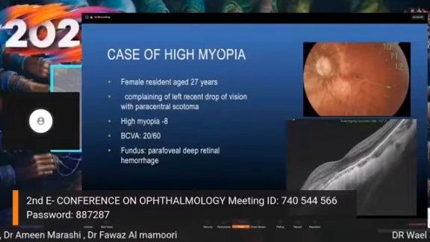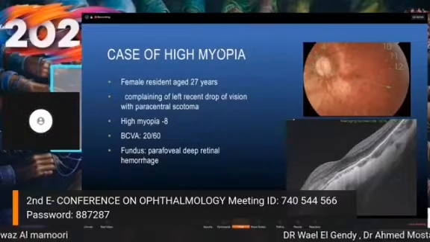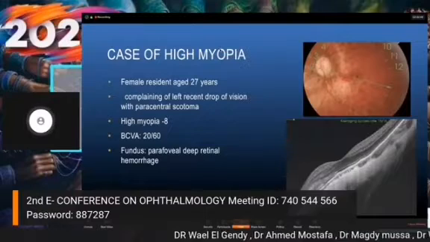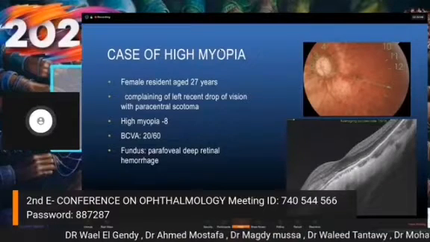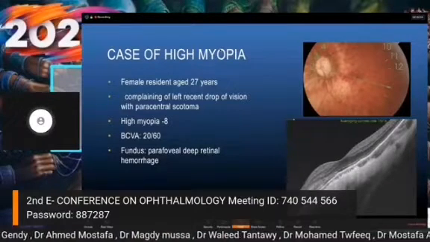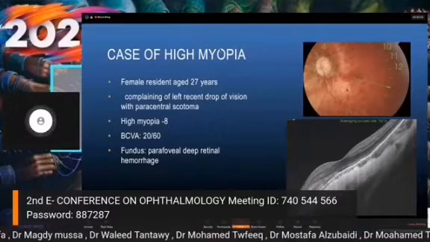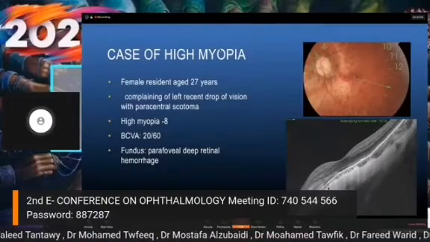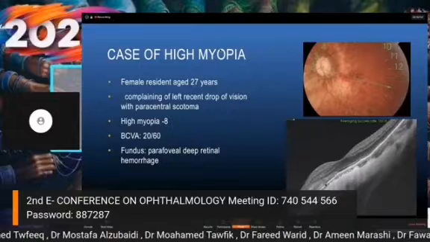She's a doctor, a resident in our hospital, and she's complaining of left diminution of vision with paracentral scotoma. High myopia, -8, 20/60 vision. And we can see here the hemorrhage and elevation due to the hemorrhage. Should I start treating this patient?